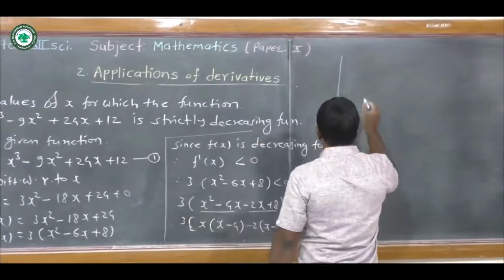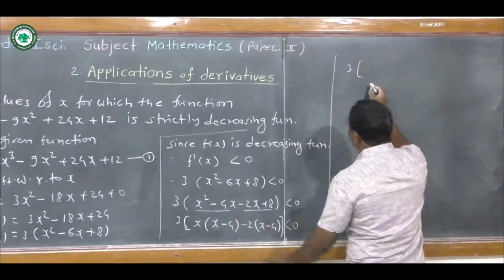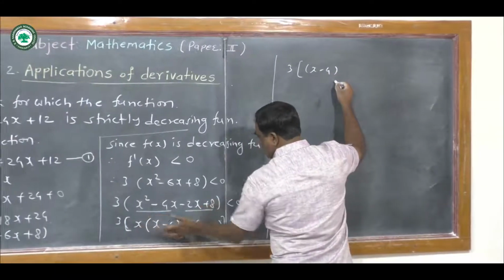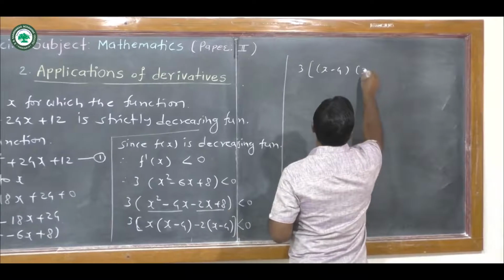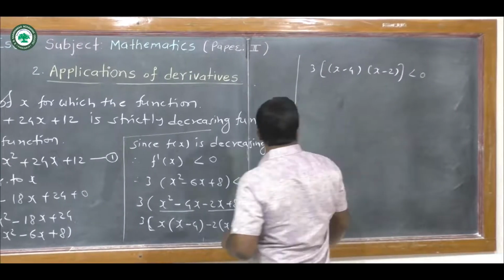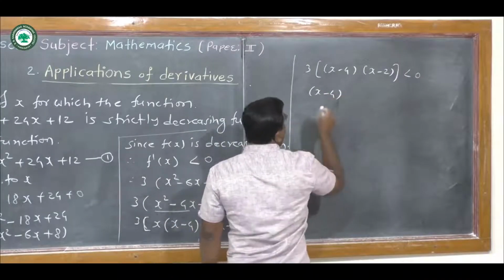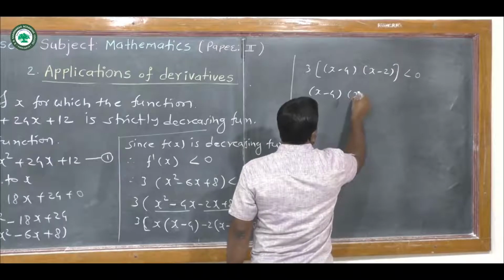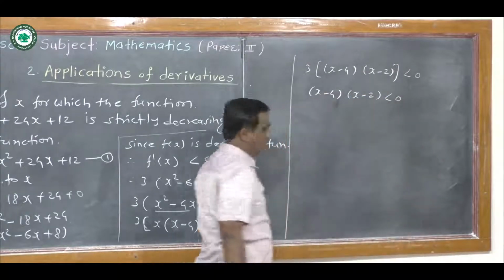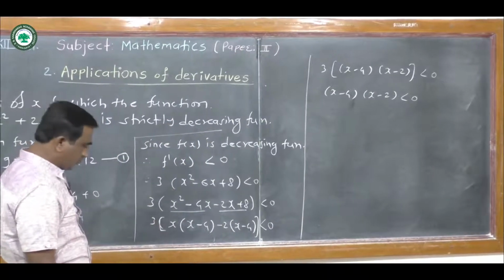That is 3 into, in bracket, we can take x minus 4 common, in bracket remains x minus 2, less than 0. That is x minus 4 into x minus 2 less than 0. The 3 goes to the other side, and 0 upon 3 means 0.